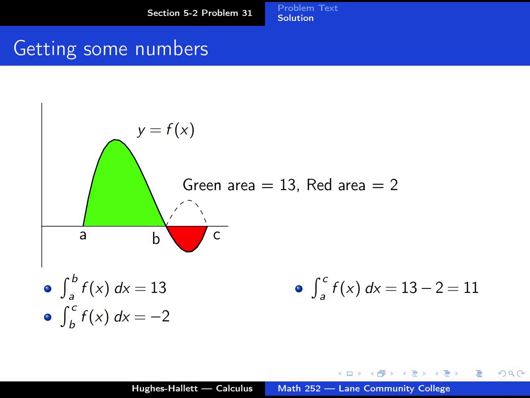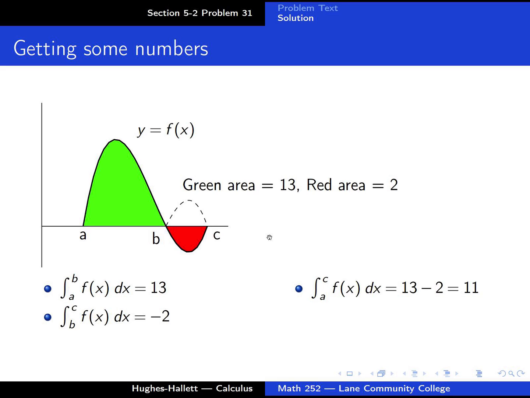Now for part c, we've been asked to integrate from a to c. This is another feature of the integral that you're going to get used to. When you integrate from a to c, it's the sum of what you get when you go from a to b and then go from b to c. So we just calculated those two numbers. The integral from a to c is going to be the integral from a to b, which we calculated as 13, plus the integral from b to c, which we calculated as minus 2. And when you add 13 and minus 2, you get 11.